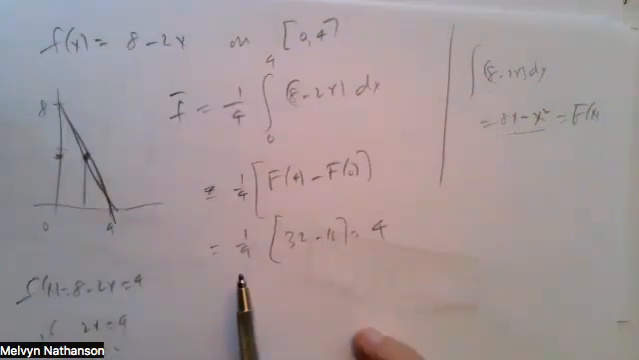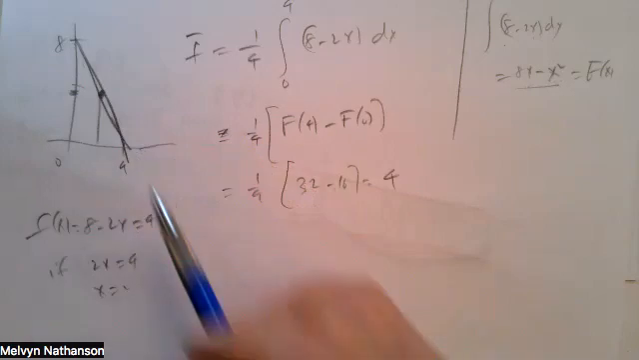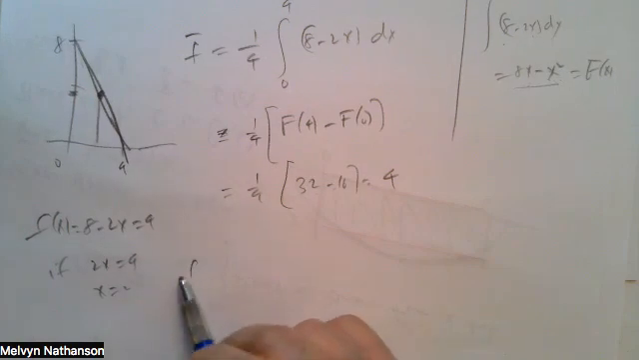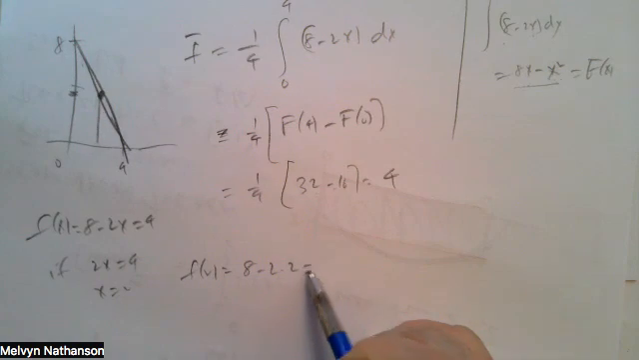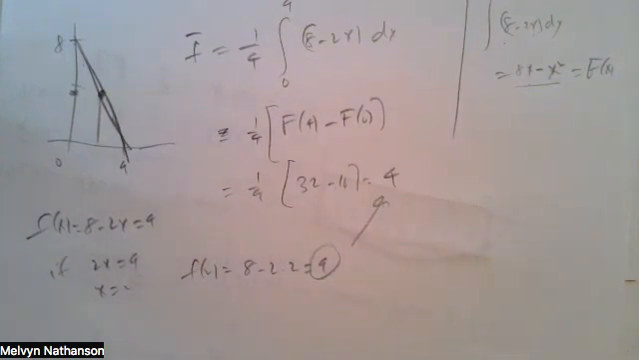So by the mean value theorem, we know there's some point where f of 2 is the average value. What is f of 2? F of 2 is 8 minus 2 times 2, which is 4. And that is the average value. So this is just an exercise with the theorem.